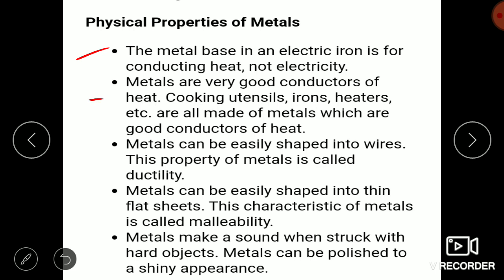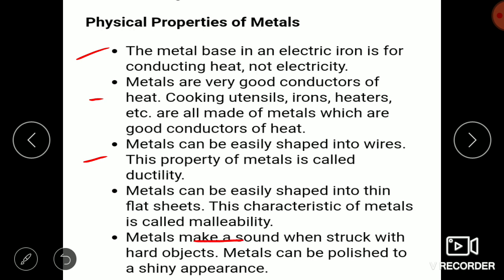Next, metals are good conductors of heat. That's why cooking utensils, irons, heaters are made up of metals. Metals can be easily shaped into wires. Now this property of metal is what? This is the ductility of metal. Metal can be drawn into wires and hence we get metallic wire.